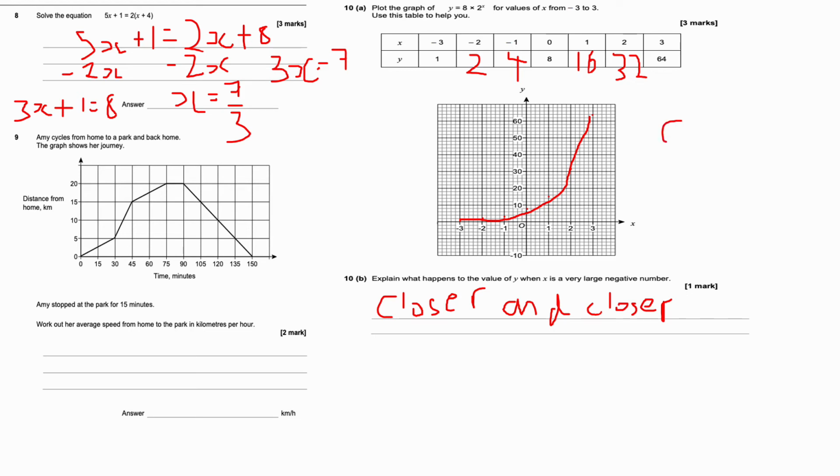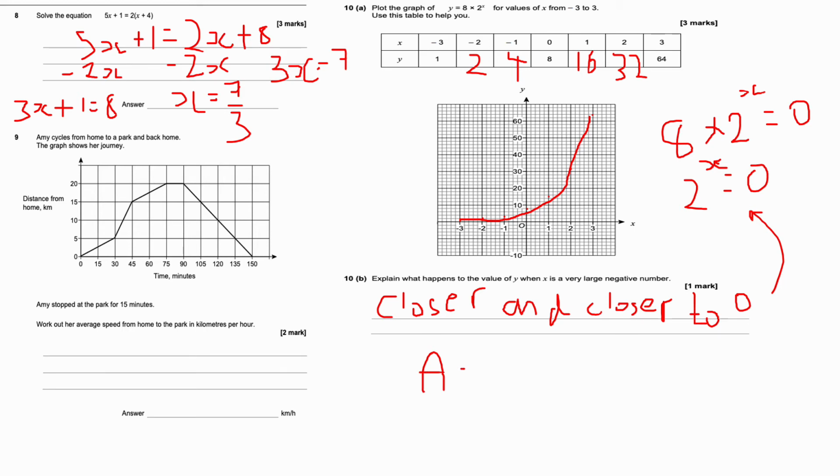If I set 8 times 2 to the x equal to 0, there's no solution for x such that this equation is satisfied. I can divide it by 8, that's fine. I'll get 2 to the x is equal to 0 divided by 8, which is going to be 0. But there's no number that I can put in, 2 to the power of something, that will give me the answer of 0. So we say that the curve is an asymptote.